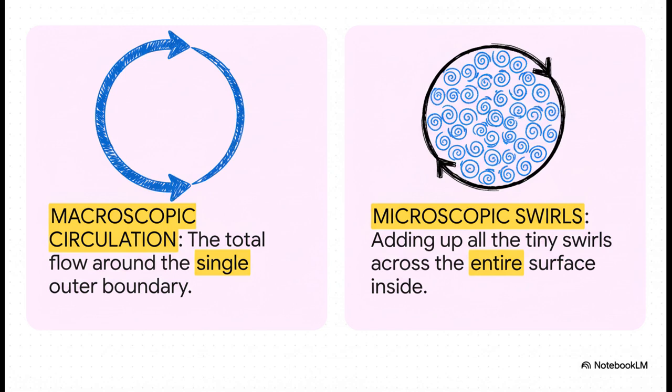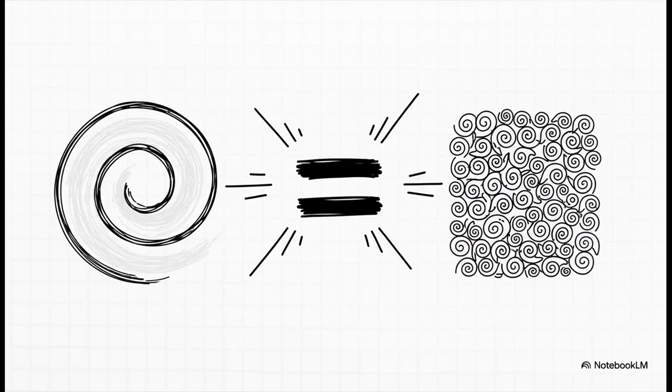I mean, they look completely different, right? One is all about the edge, and the other is all about the inside. And right here, this is the mic drop moment. This is Stokes' theorem. It says that these two calculations, the big one on the boundary and the sum of all the little ones on the inside, will always give you the exact same number. They're not just related, they are equal.